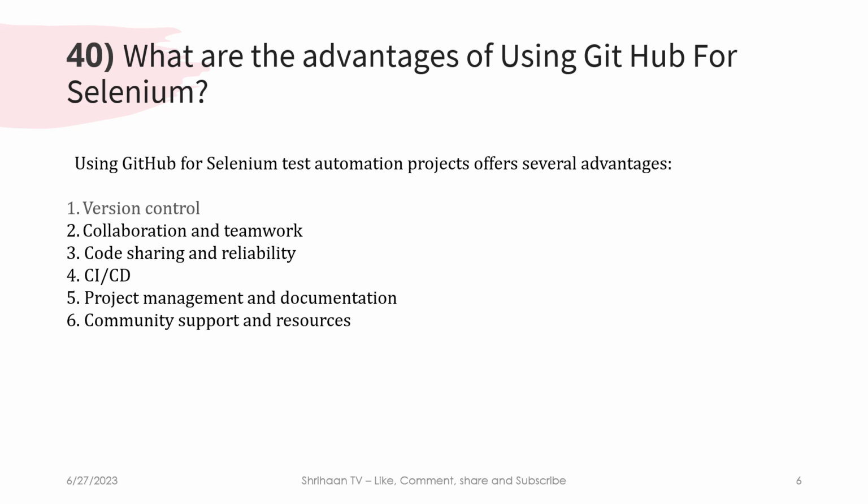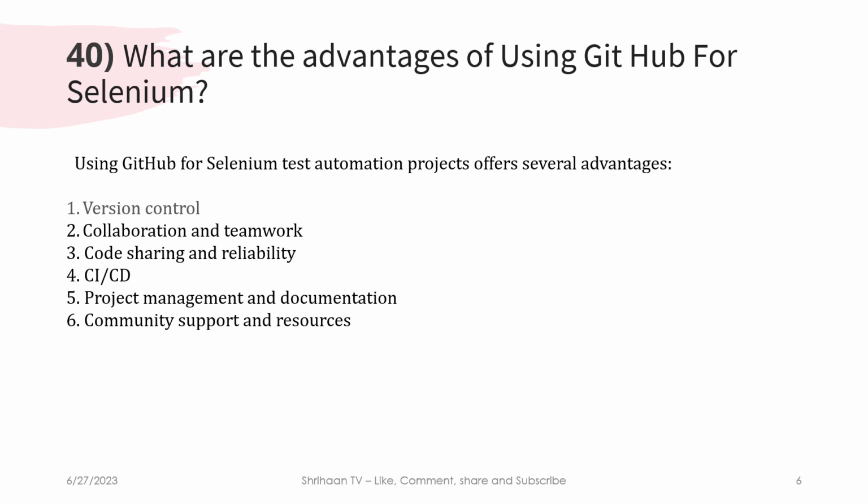And the next one is continuous integration and delivery, CI/CD. GitHub seamlessly integrates with popular CI/CD tools like Jenkins, Travis CI, and CircleCI. By integrating your Selenium projects with these tools, we can automate the build, test, and deployment process. This ensures that our Selenium tests are executed automatically when we push our changes to the repository, helping to catch issues early in the development lifecycle and enabling faster feedback loops. So in every organization, we are now using CI and CD, continuous integration and continuous delivery, at least continuous integration most organizations follow, and this is one of the advantages of GitHub in Selenium.